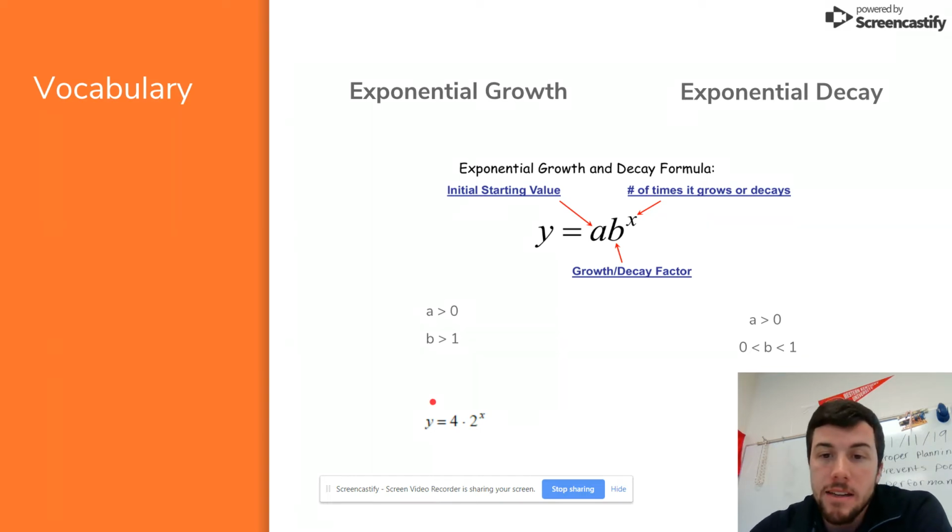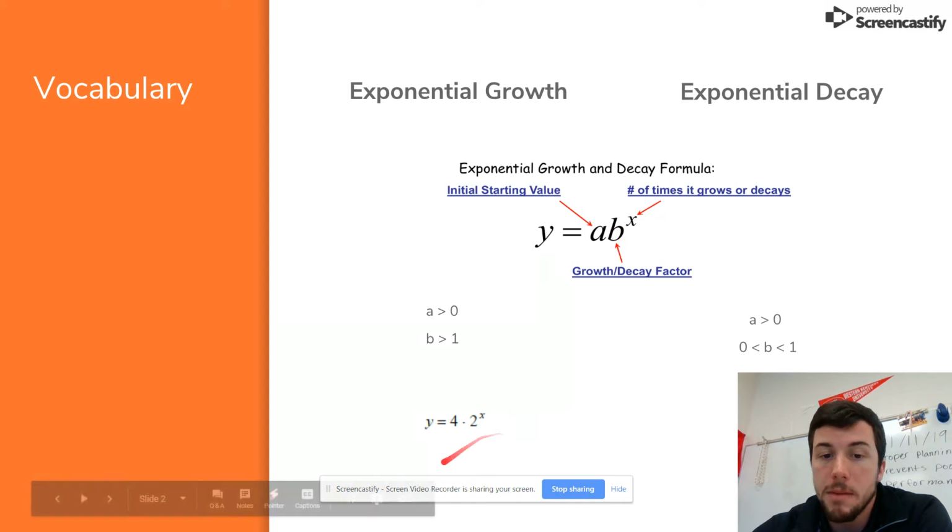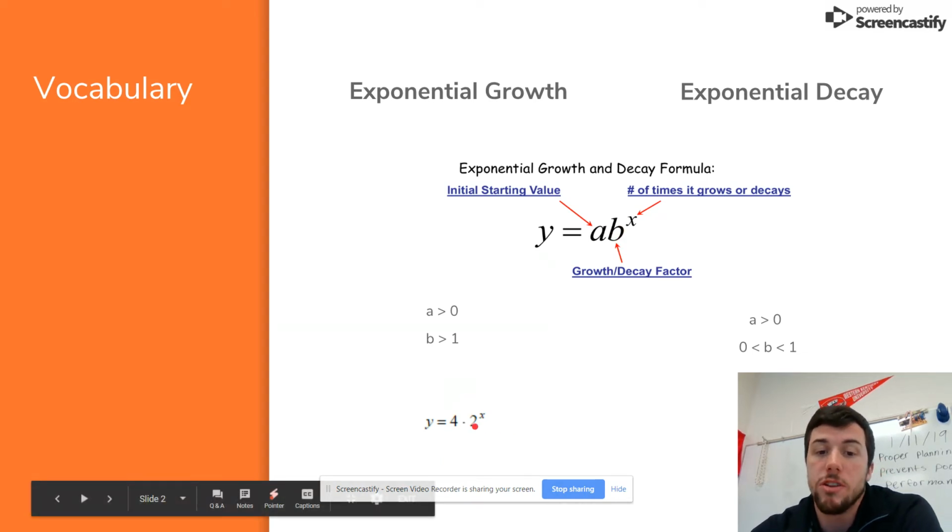And what that means is that the middle number right here has to be larger than 1. It can be 2, it can be 5, it can be 100, it can be 1.1 for all we care, but it has to be larger than 1.